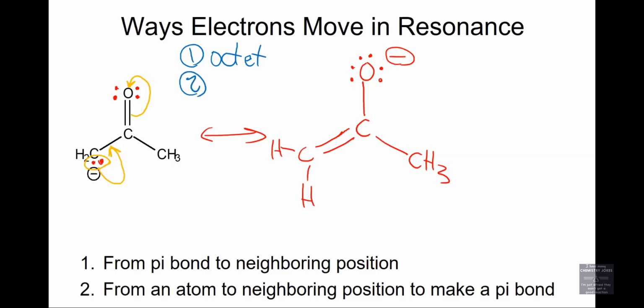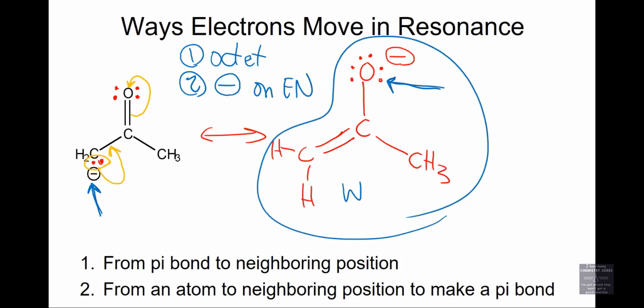The number 2 rule, the way I always write it, is negative on electronegative. That's the number 2 rule. After you check octets and that does not decide it, then you look at charges. You want the negative charges to be on the more electronegative atoms. You want the positive charges to be on the most electropositive atoms. In this, we've got a negative on carbon and a negative on oxygen. Who's more electronegative? Oxygen. So what that means is this one is my winner, winner, chicken dinner.